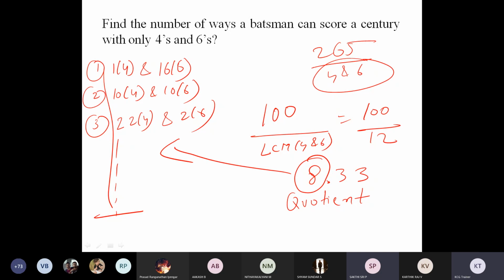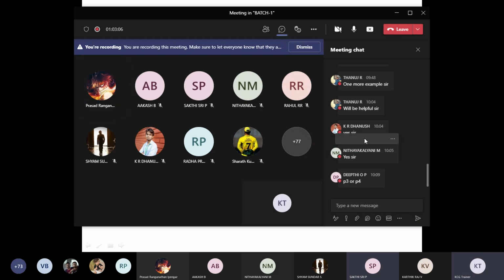This becomes one of the best methods. If they ask you for 200, 300, 250, just divide the total runs by the LCM of the combination. Whatever value you get, select the number before the decimal. That quotient gives your answer. Is it clear? Understood, sir. Yes, the shortcut method.